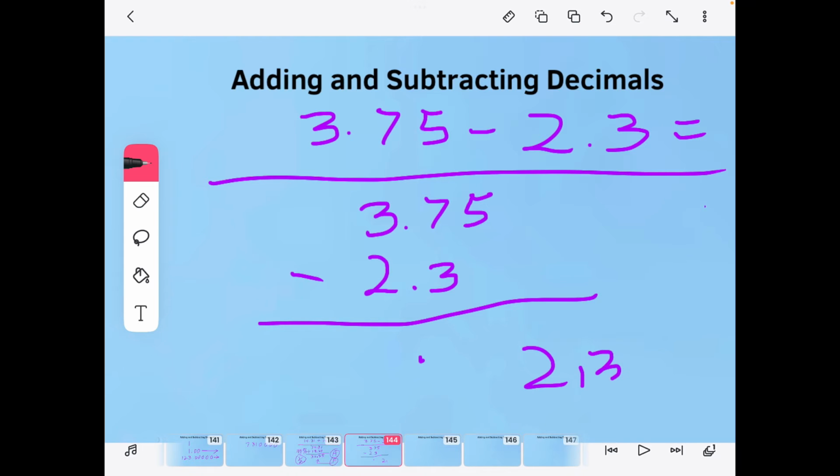2.3 is the same as 2.3000 all the way till the end of time. I don't want to write a bunch of zeros, but I want to fill this hole in. You see the hole here? What can I put there? That's right, a 0. And there it is. So I'm subtracting. 5. Bring that down. 7 minus 3 would be a 4. I can fill my decimal point in a little bit. And this becomes a 1. And that's the answer. Look at that.